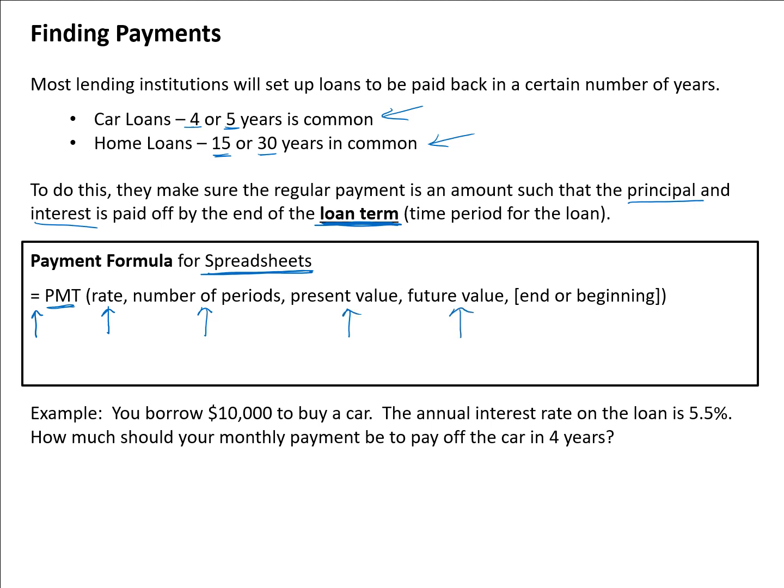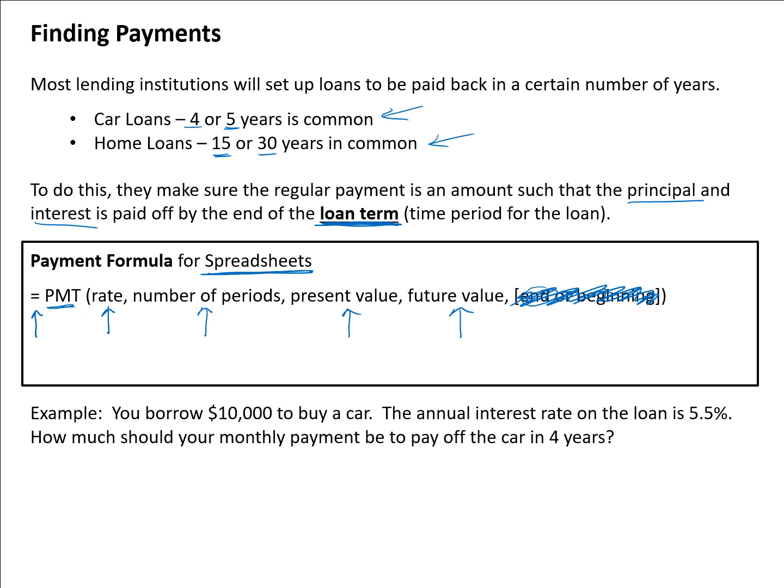Now, there is one other entry called end or beginning, which has to do with whether you are paying off the loan at the end of a month or at the beginning of the month. We're always going to be doing the end, and that's the actual default in all spreadsheets. So we don't have to enter anything in there if we're using the default. But I threw it in just in case you happen to see it come up as a prompt in the spreadsheet, so that you wouldn't be confused by it. But you can just leave it off.